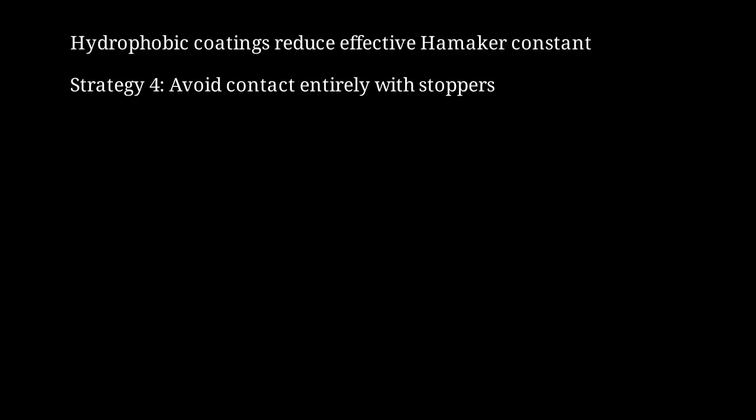Strategy 4. Use mechanical stoppers to prevent surfaces from ever coming into very close contact. This keeps the gap above the critical distance where stiction becomes irreversible. Strategy 5. Implement active release mechanisms. Some devices include heating elements that expand structures to break stiction or use ultrasonic vibrations to provide energy to overcome adhesion.